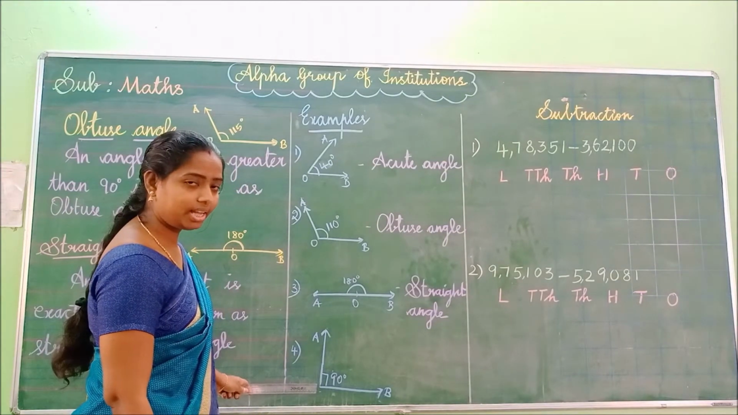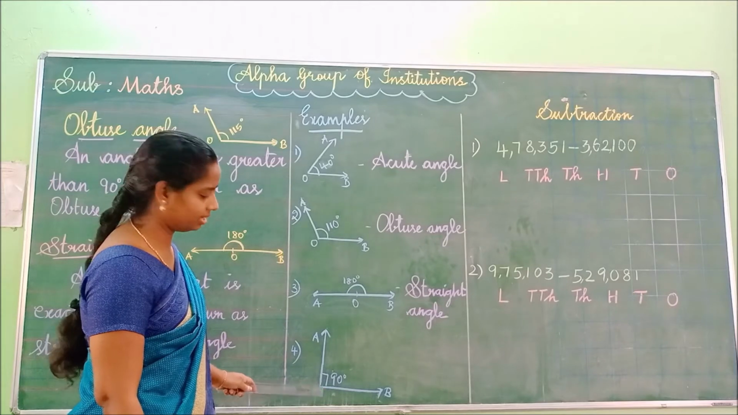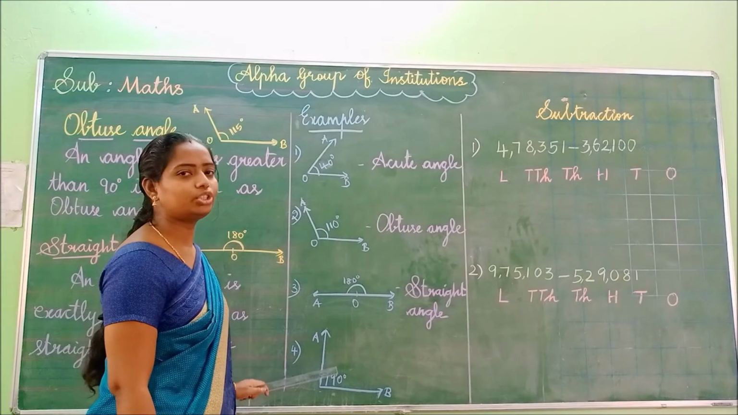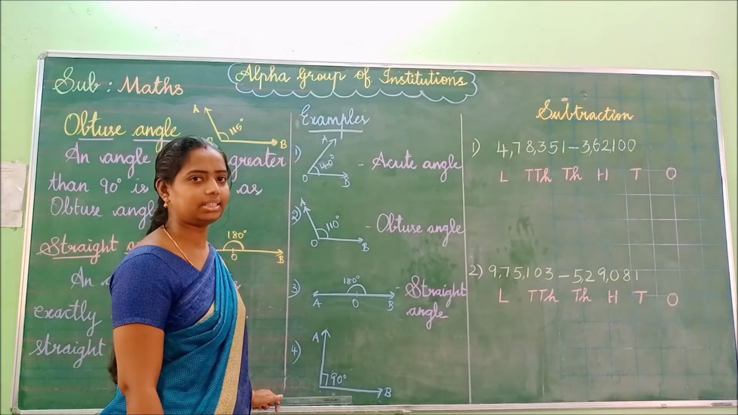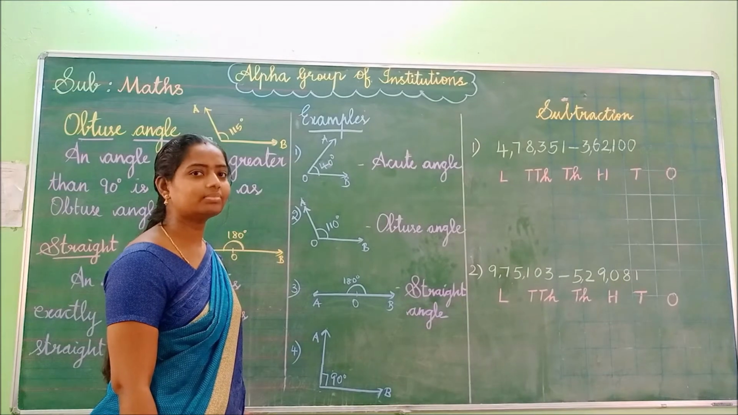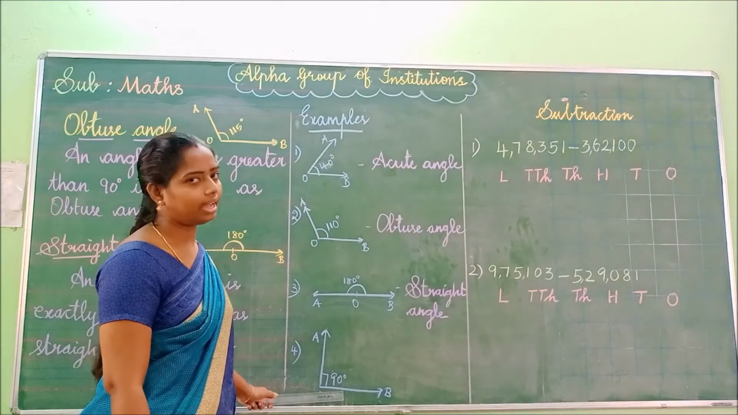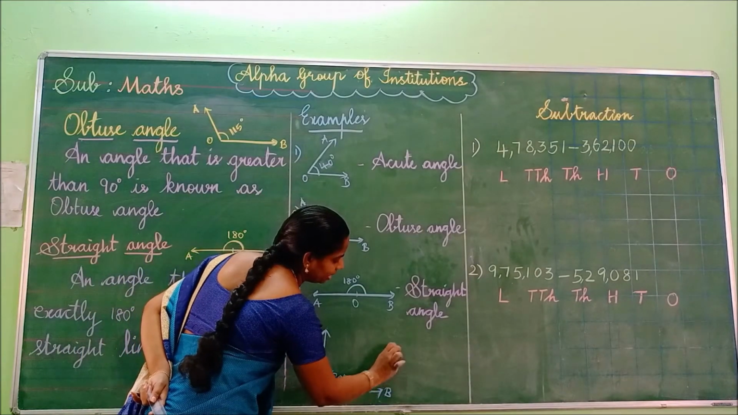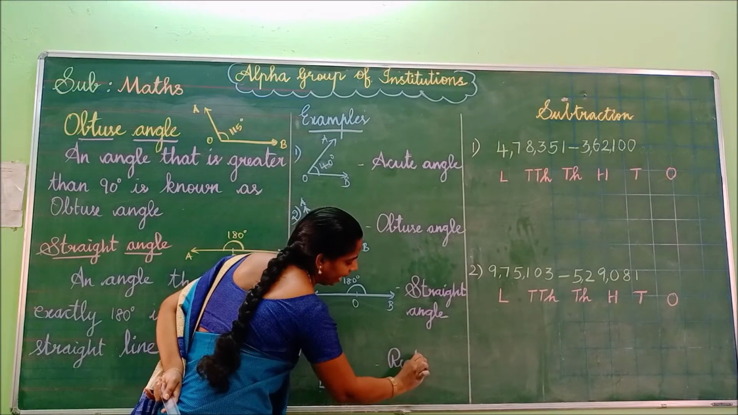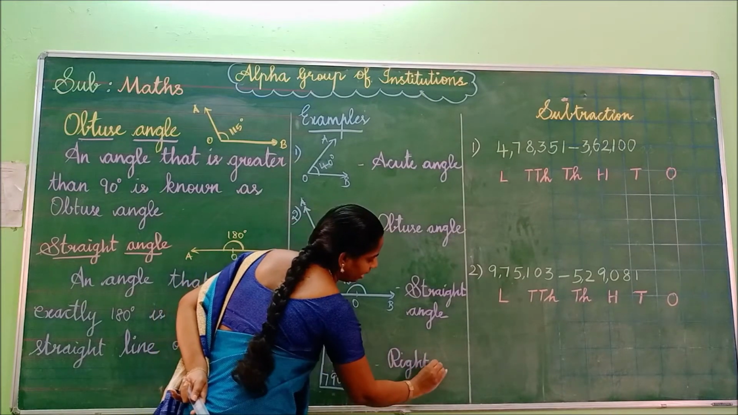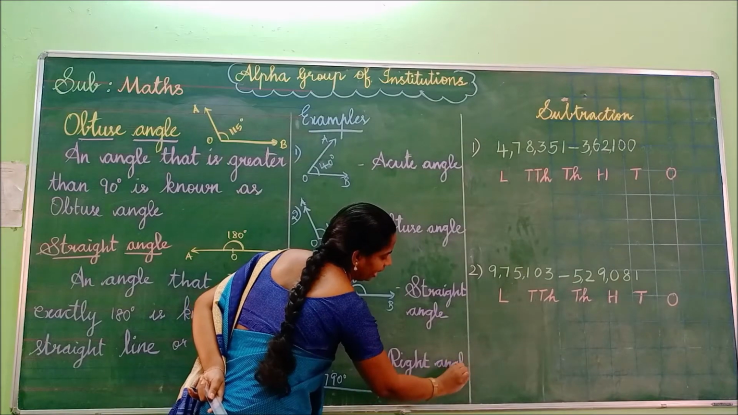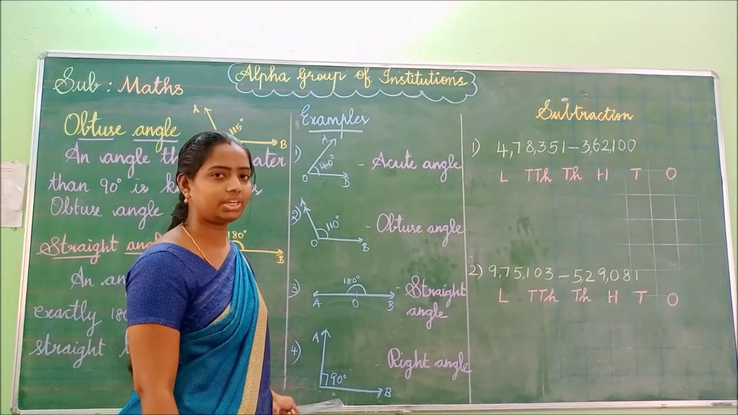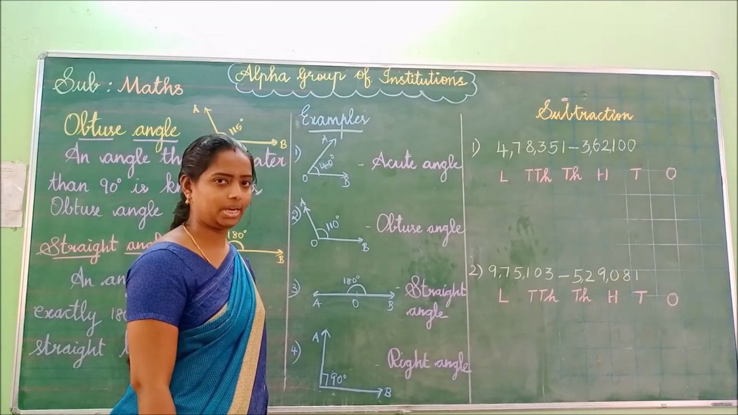See, what is the angle given here? What is the angle? Yes, very good. It is 90 degrees. An angle that is exactly 90 degrees is known as what angle, children? Yes, very good. It is known as a right angle. What is the spelling for right angle? R-I-G-H-T. Right angle, A-N-G-L-E. An angle which is exactly 90 degrees is known as a right angle.